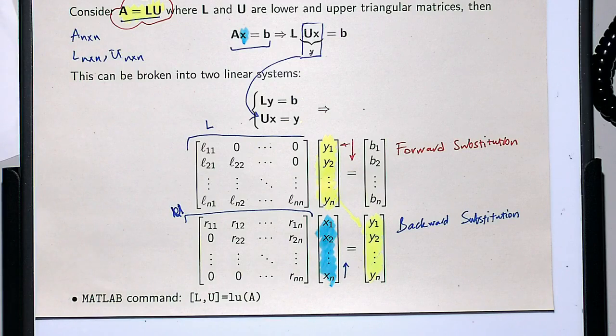So if you look at the slides, you would see that there's some formula for computing this L and U. For some reason, I do not have them here, but that's fine.